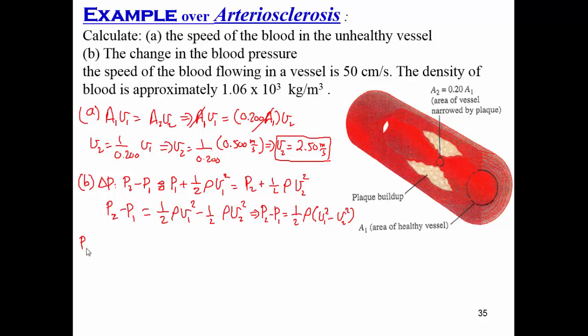So P2 minus P1 equals 1/2 times the density of the blood, which is 1.06 times 10 to the power 3 kilograms per cubic meter, times V1 squared, which is 0.5 squared, minus V2 squared, which is 2.5 squared, and this is meter squared over second squared. And if you carry out the calculation, P2 minus P1 will come out to be negative because P1 is bigger than P2. It's negative 3.2 times 10 to the power 3 Pascal.